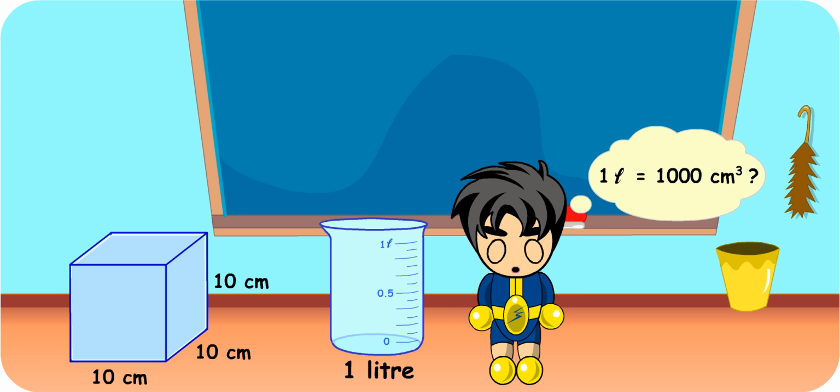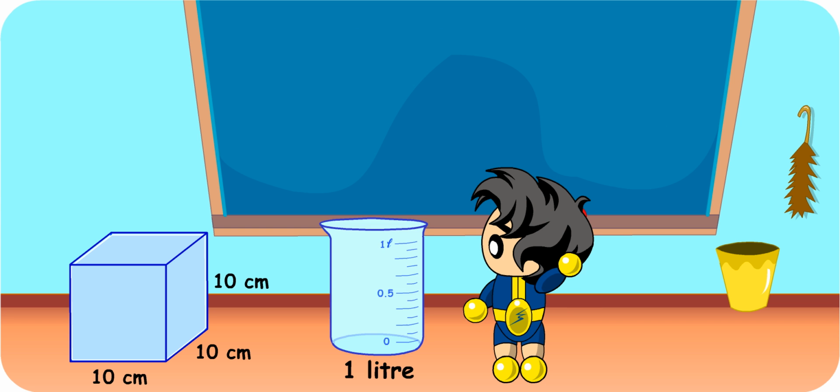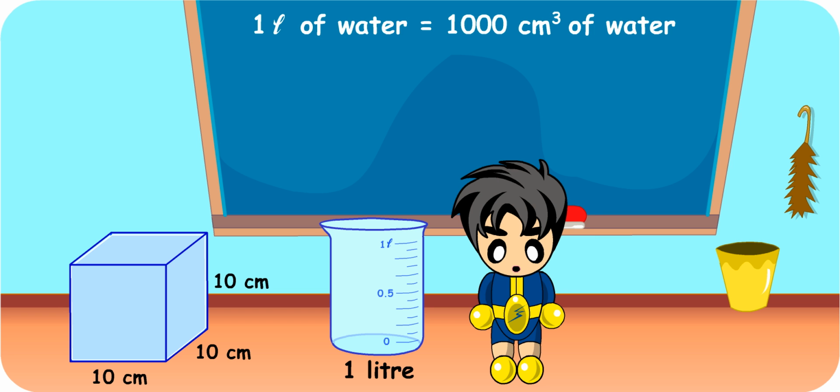Teacher, is 1 liter equal to 1000 cubic centimeters? Good observation, Turbo Boy. But how do you know that? It was mentioned that a beaker held 1 liter of water. The water was then poured into the tank. The tank, which has a volume of 1000 cubic centimeter, was filled to the brim. Thus, 1 liter of water must be equal to 1000 cubic centimeters of water.